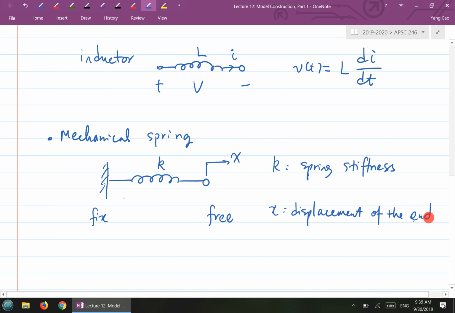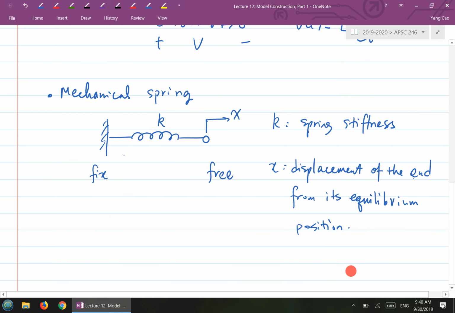Now, when you talk about displacement, there always needs to be a reference. You're saying displacement in reference to somewhere. In this case, that displacement x is in reference to the equilibrium location or position, so displacing the end from its equilibrium position. That's very important. Always remember, especially when you model something, there's always a reference to what location.